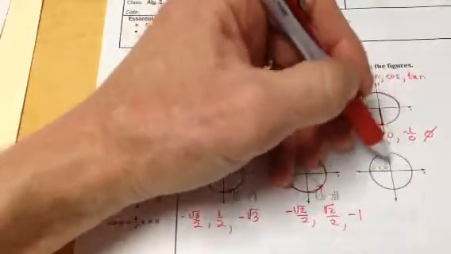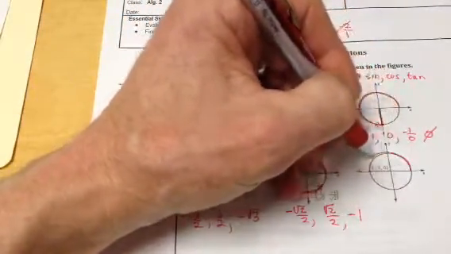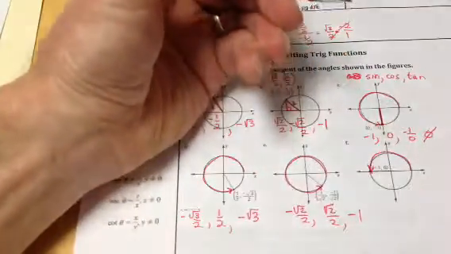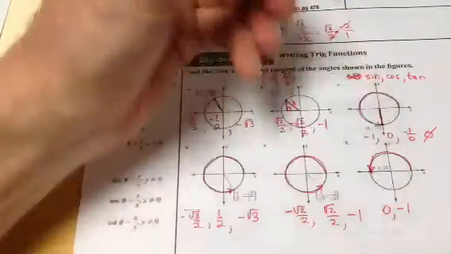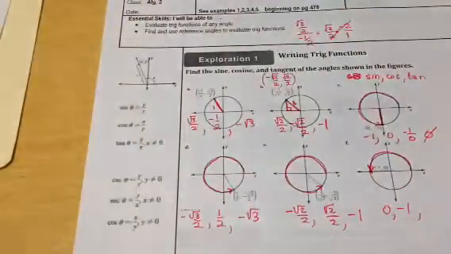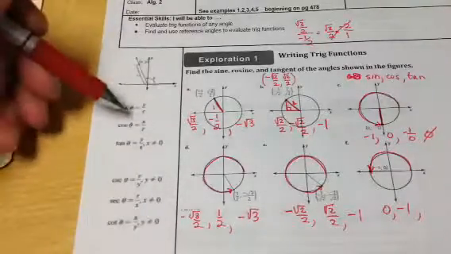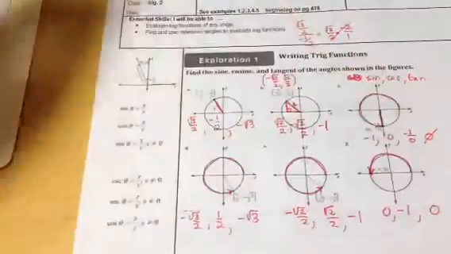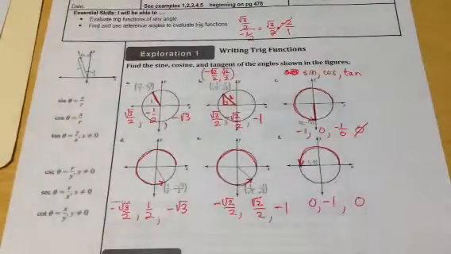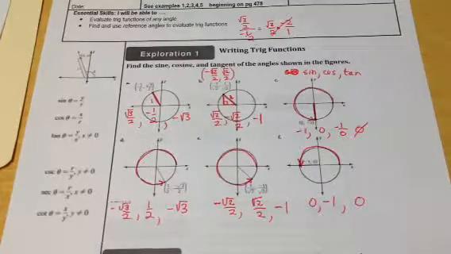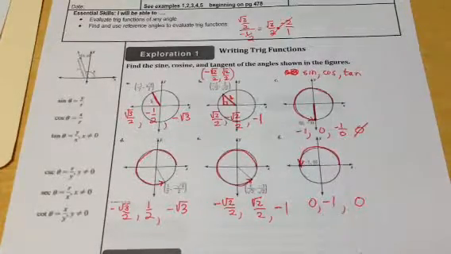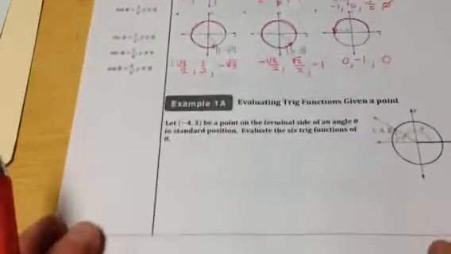Over here on this circle with an angle of either 180 or pi, the sine is 0, the cosine is -1, and this time we can actually do y divided by x. 0 divided by -1 is 0, so the tangent on that one is 0. Sorry you couldn't see that. Okay, now down to this first example.